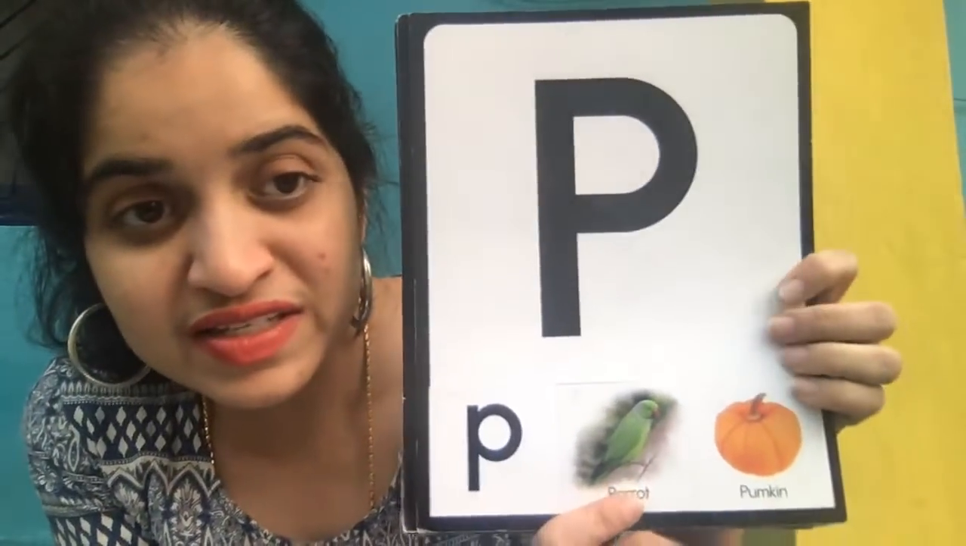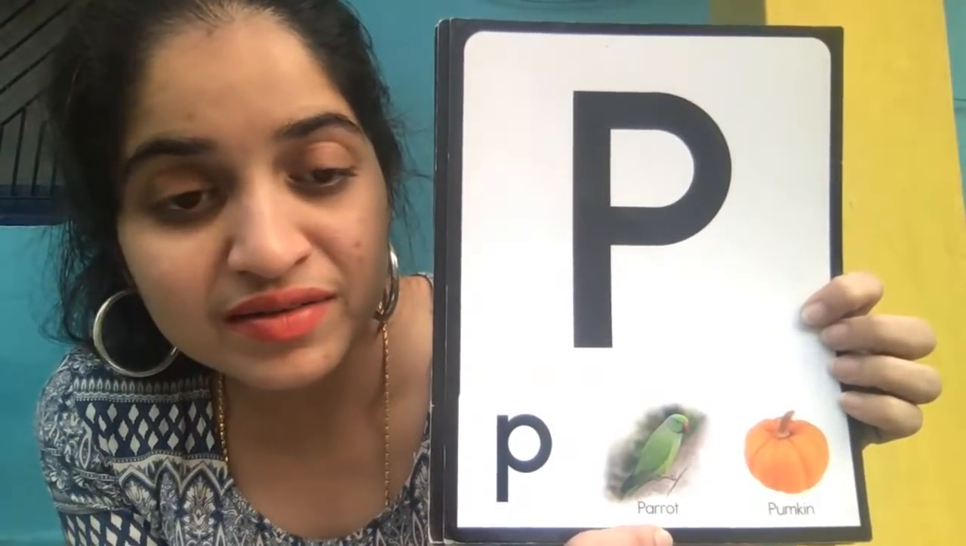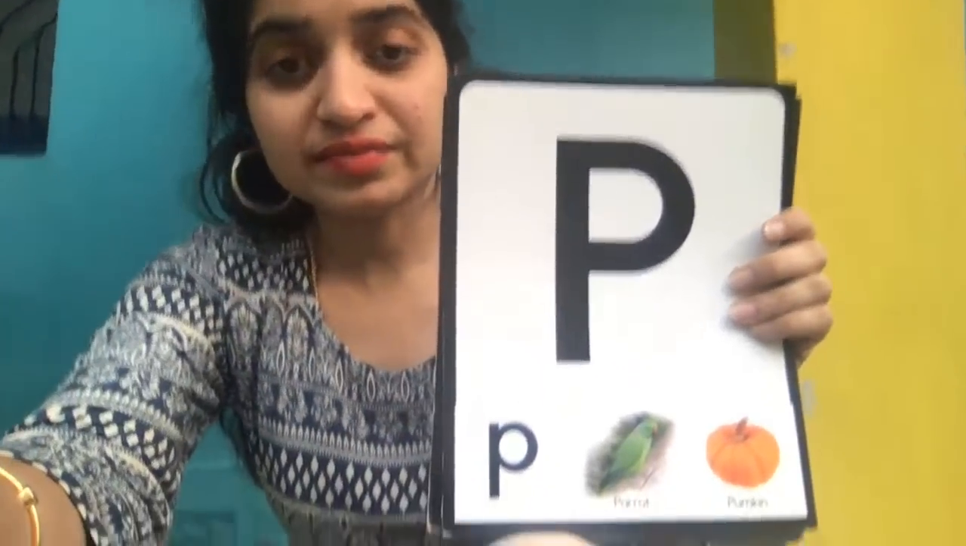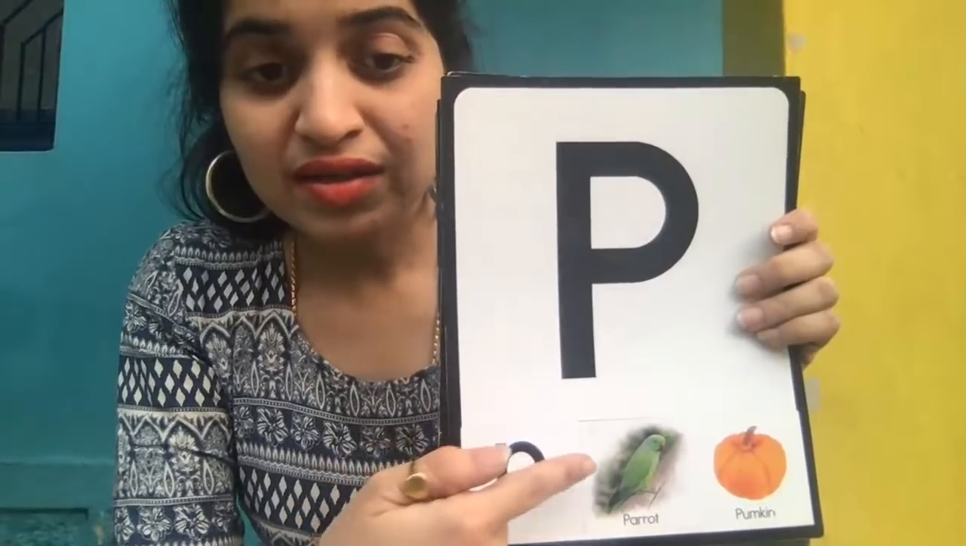Now, come on. Once, quickly, alphabets identification to the children. And also, you have to say what images you can see here in the bottom. Okay, which letter is this? Nursery playgroup students should say it as P. LKG UKG students should say it as phonic sound. P, parrot. P, pumpkin. Okay, come on, start. P, parrot, pumpkin.